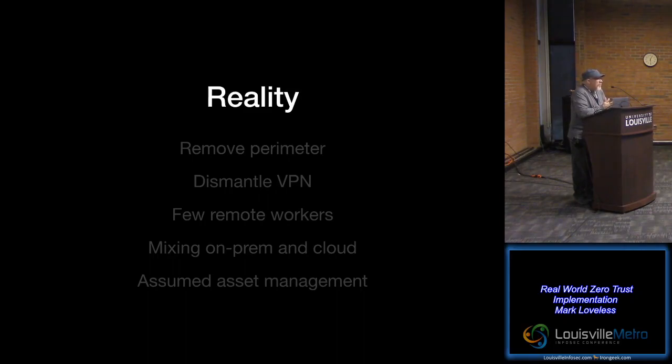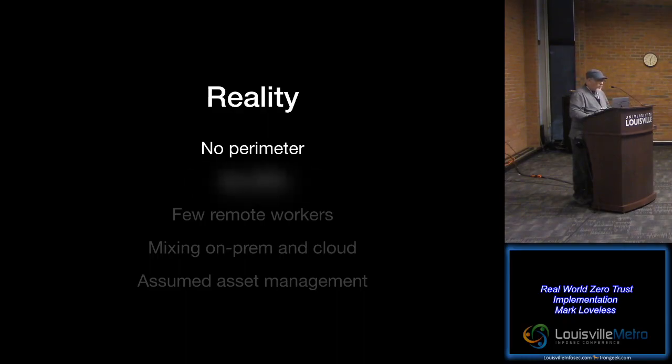All right, that's great. Well, the thing is, we had a completely different reality at GitLab. And so that caused some problems for us dealing with vendors. First off, we have no perimeter. We never had one, ever. No perimeter at all. Never did. We do not have a VPN. No VPN at all. No perimeter, no VPN.